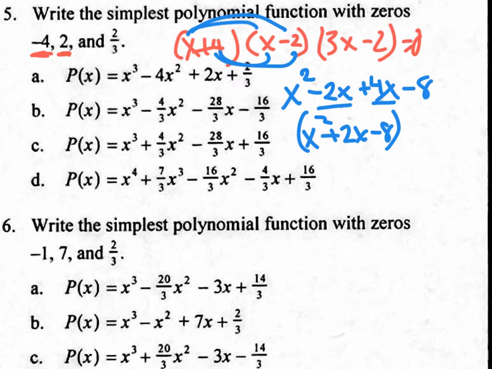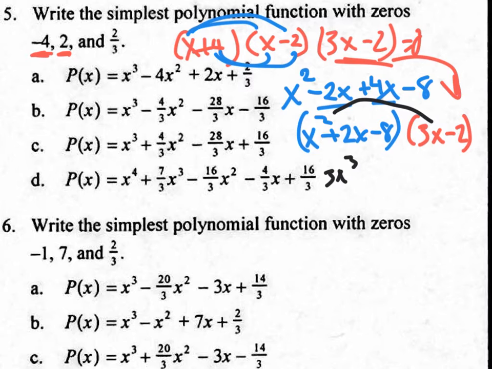And that's a quadratic trinomial, but you still need to multiply that by the 3x minus 2 that's out here in the back. So I brought that down right there. So we need to distribute. Let's distribute the 3x times x squared, that's 3x to the third. 3x times 2x, that's 6x squared. And then 3x times -8, that's -24x.